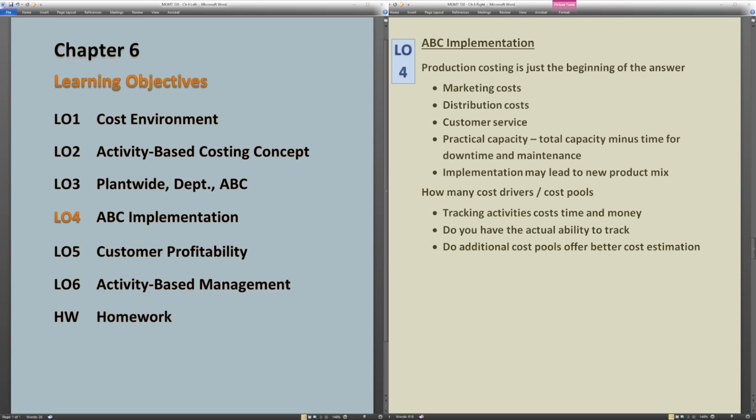Just realize tracking and measuring these activities takes time and it costs money. So you want to have the minimum amount of cost drivers and cost pools necessary to get your most accurate result. And so there's going to be a trade-off between adding one additional cost driver and cost pool and the tracking involved versus whether or not it gives you, if it gives you 1% extra accuracy, is that really worth it if it costs a whole lot more money? So there's going to be some inflection point where you say, this is the right number of cost drivers and cost pools for our particular production process.